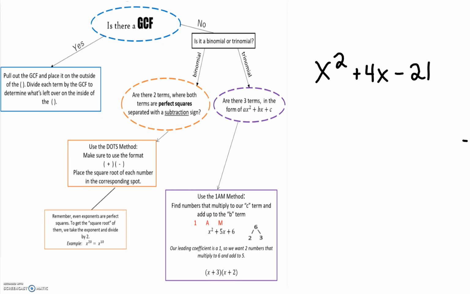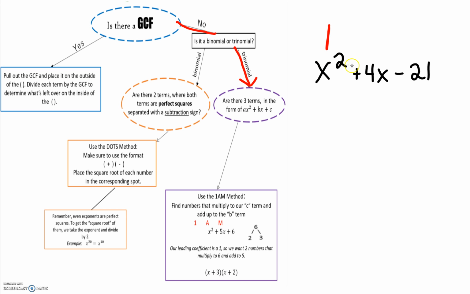And then for the final example, we have 3 terms. So first question, is there a GCF between x squared, 4x, and negative 21? The answer is no. Is it a binomial or a trinomial? We actually have a trinomial in standard form. So let's check out our leading coefficient. The number in front of x squared is a 1.